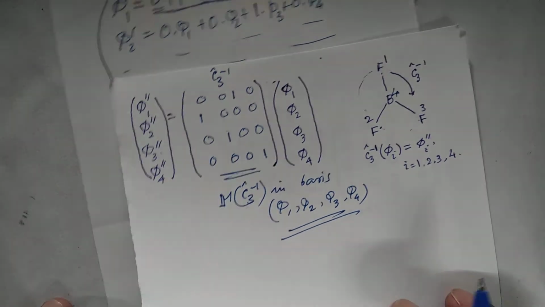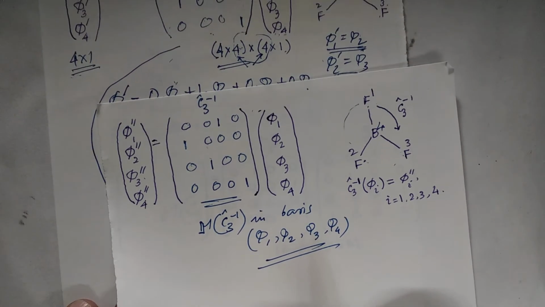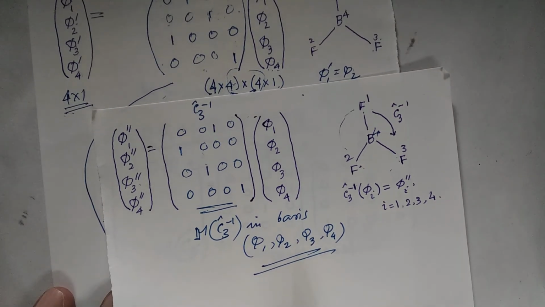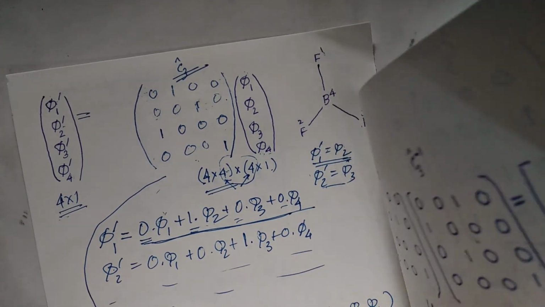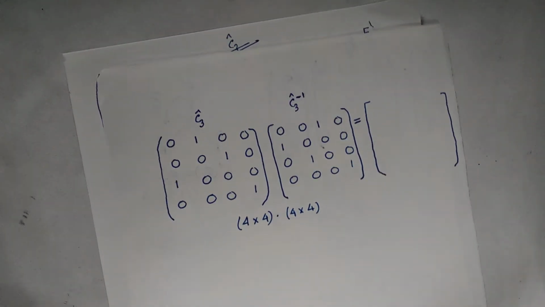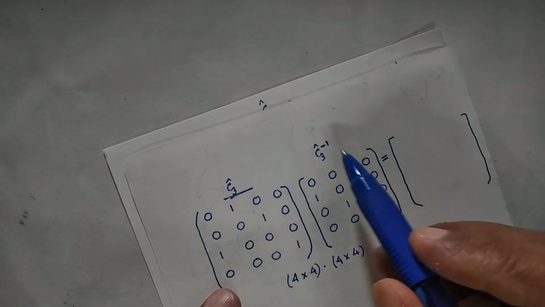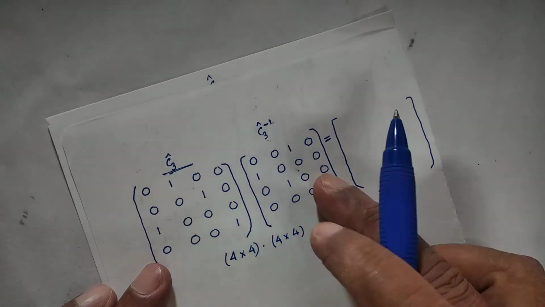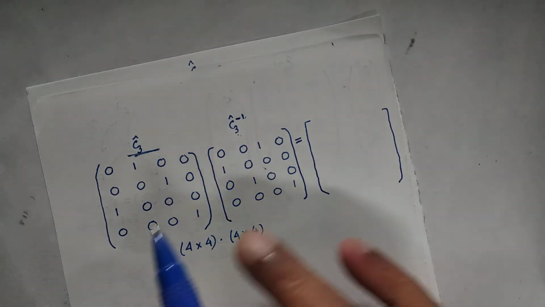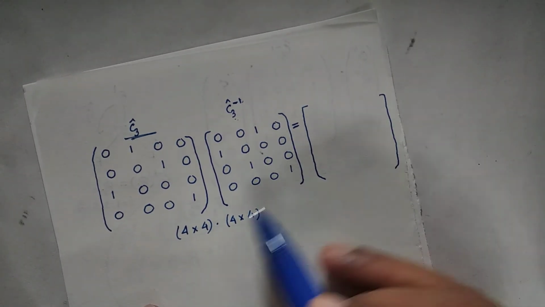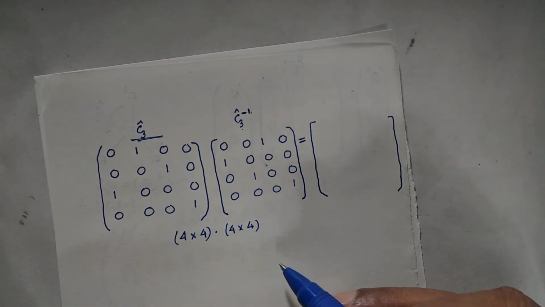Let us now test whether this matrix form for each of the operators is correct or not. I have collected the matrices. The matrix for C3 is this one, and matrix for C3 inverse is this one. These two have been just constructed, and we will multiply these two matrices, and we expect that the resulting product matrix will be a representation for the identity operator.